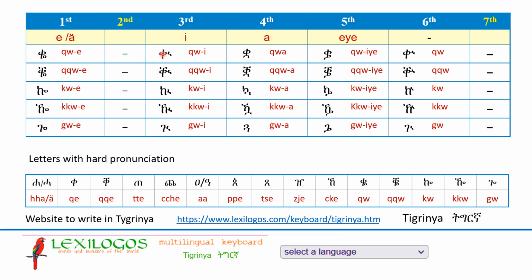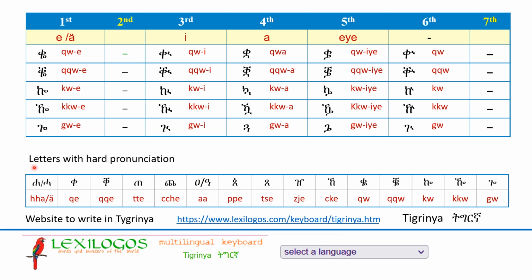Que, qui, qua, que, que. Hue, hui, hua, hue, hue. Gue, gui, gua, gue, gue.